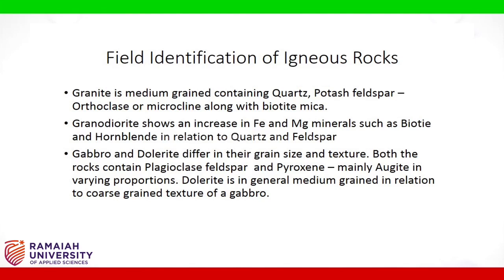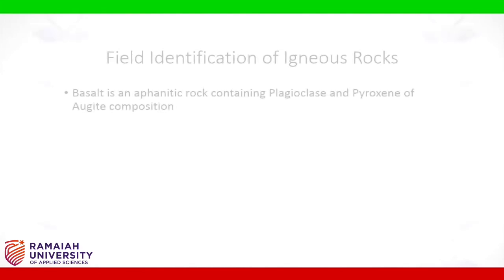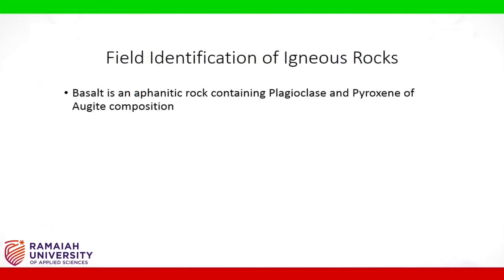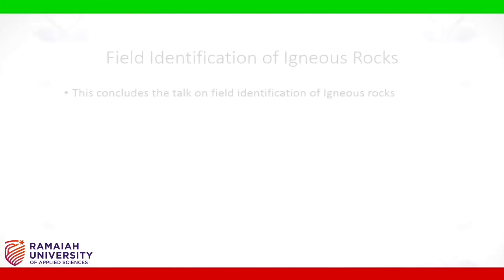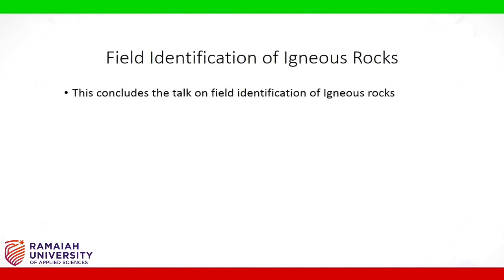Both the rocks contain plagioclase feldspar and pyroxene, mainly augite, in varying proportions. Dolerite is in general medium-grained in relation to the coarse-grained texture of a gabbro. Basalt is an aphanitic rock containing plagioclase and pyroxene of augite composition. This concludes the talk on field identification of igneous rocks.